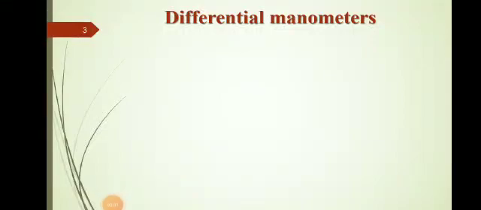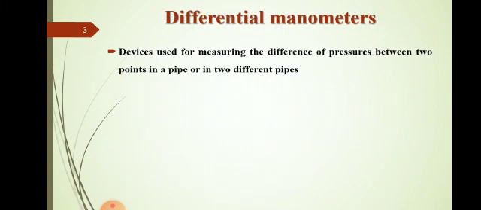Good morning, everyone. We are moving to the next topic of the first module of fluid mechanics and hydraulics. It is a differential manometer. So we have already studied what manometers are, the U-tube manometer, and how it is used to find out the pressure at a point. Now the next type of manometer is the differential manometer. So how is it different from a normal manometer?